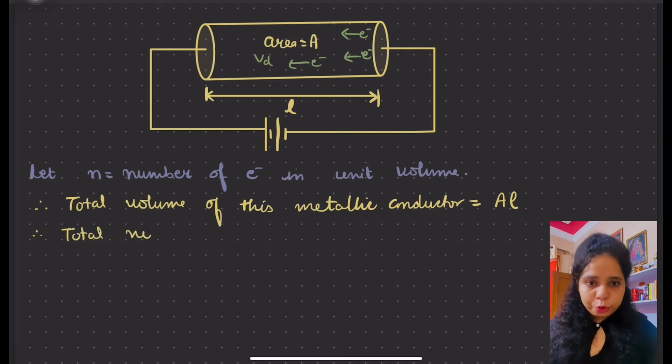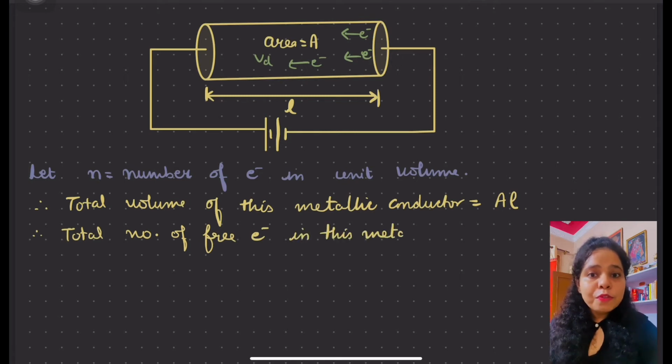Now we are having total volume. We know that n number of electrons is present in unit volume. So therefore total number of electrons present in total volume is given by number of electrons present in a unit volume, that is n, multiplied by total volume of the metallic conductor, that is AL. That is n into AL are the total number of free electrons which are present in this metallic conductor.